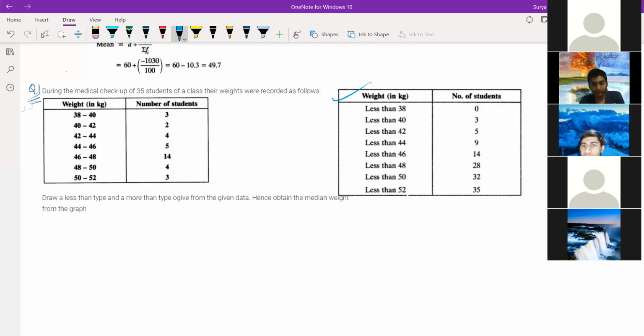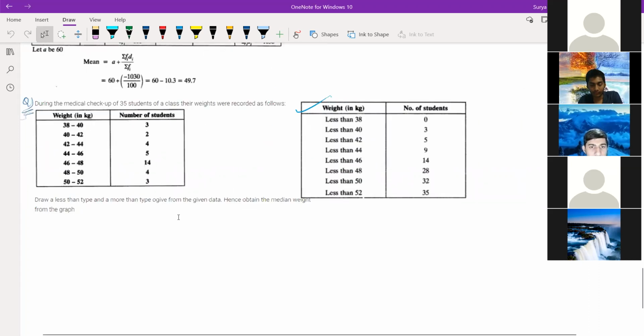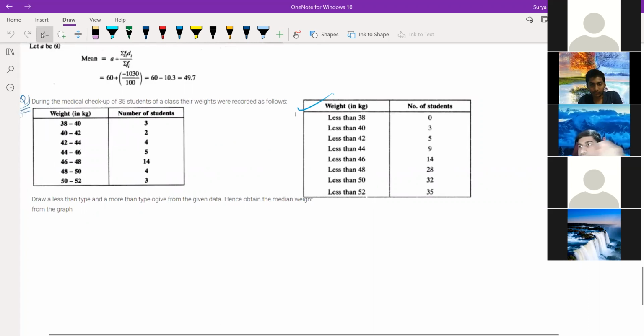Then how to do more than? More than you may have doubt, right? We'll just invert the table. More than 52 will be what? Nothing will come, right? More than 50, more than 48, like that you can keep on going. More than 38 you can do, everything will come. That's why I'm telling you to invert. More than 52, if you do, you'll get 0.